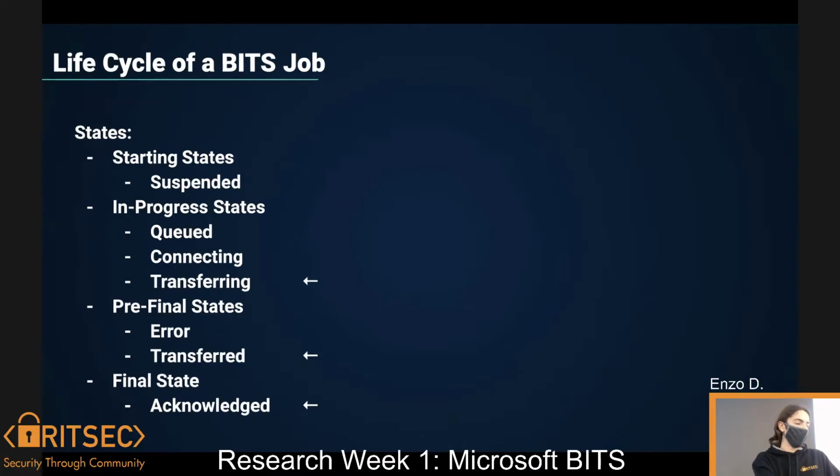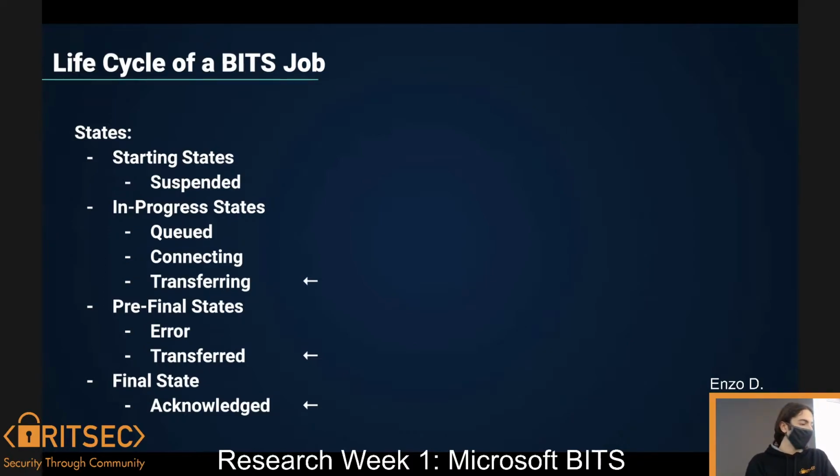So there are like four main stages, I guess, not states or whatever, stages. So there's the starting state, which is suspended. When you create a job and you don't start it, you just create it, I'll go into how to create it, it's in the suspended state. Once you start the job, it becomes queued, it connects to the source, and transferring is when it's actually running. I'll go into the arrows in a second.